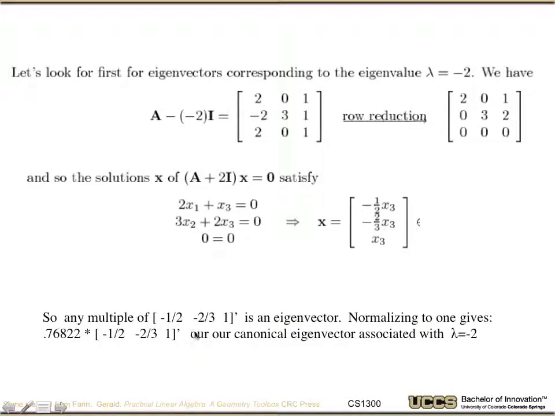We can fill any value we want, any multiple of that as an eigenvector. We like to normalize, so we're going to normalize by the length of that vector, which is 0.76822 times that vector, giving our canonical eigenvector associated with lambda equals minus 2.